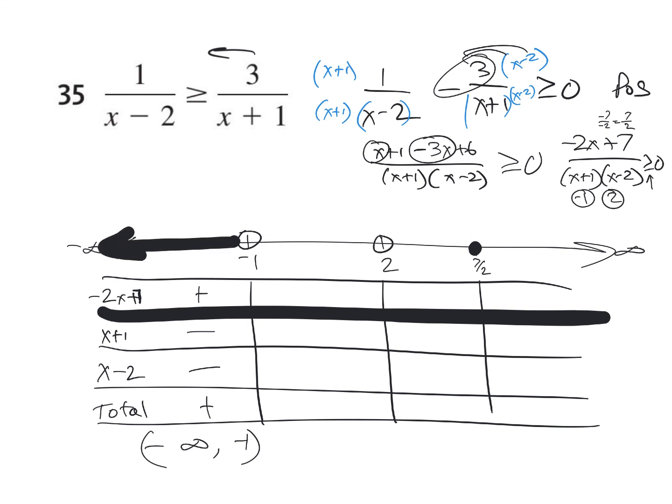Okay, now how about 0? Negative 2 times 0 is 0, plus 7 is positive. 0 plus 1 is positive. 0 minus 2 is negative. That's going to give you a negative answer.